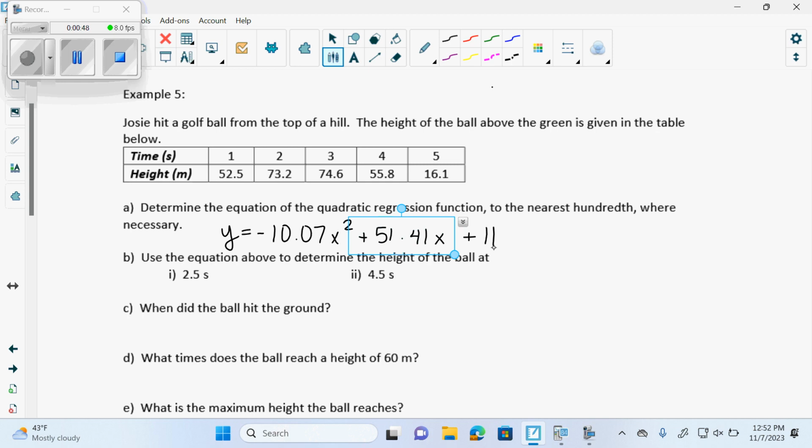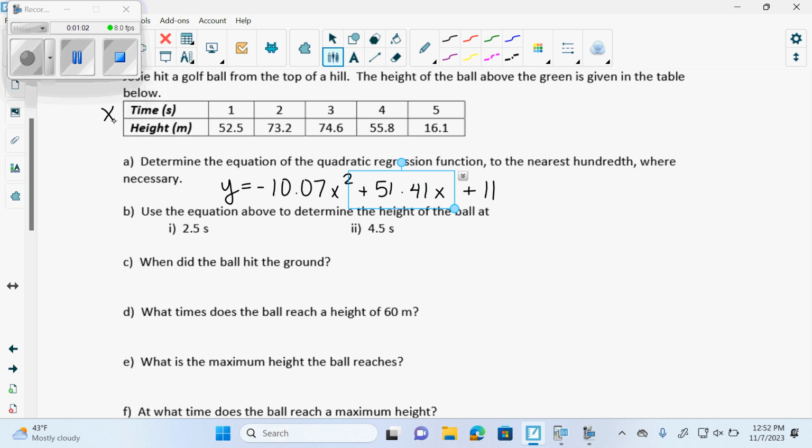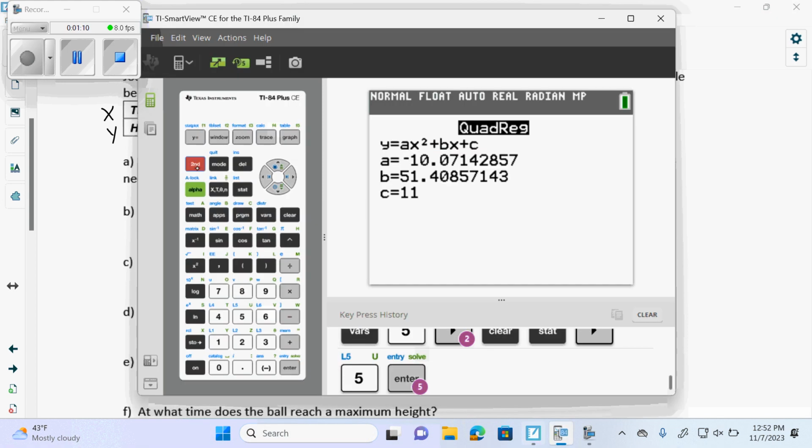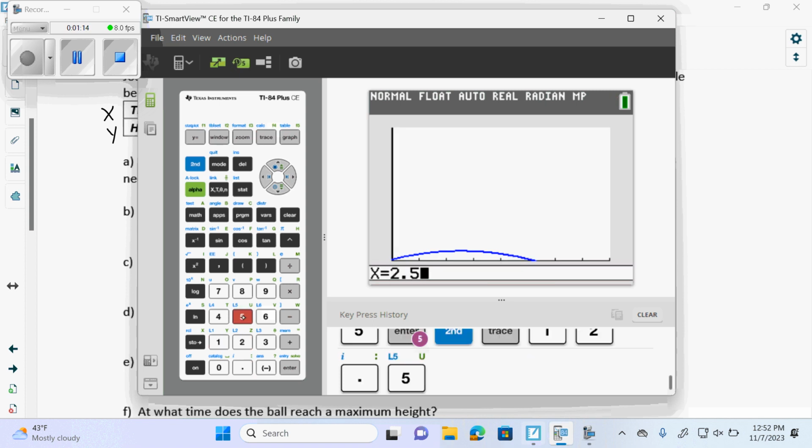Okay? All right. So now here we need to use the equation above to determine the height of the ball at 2.5 seconds. Did I give you x or did I give you y? How do you know? Yeah. Time is x, height is y. So I gave you x equals 2.5. So then we talked about how do we get that into our calculator. So we go second trace value 2.5, enter.